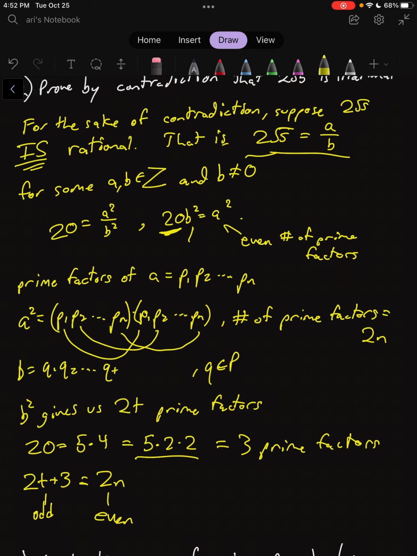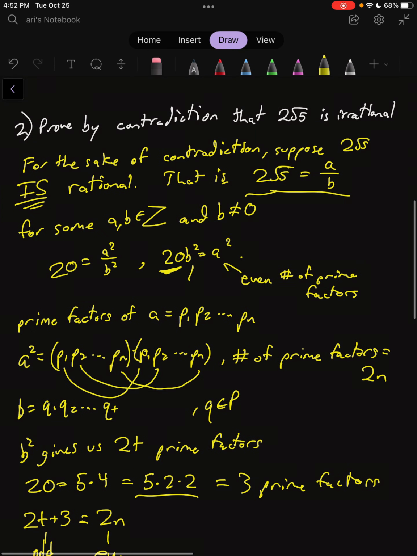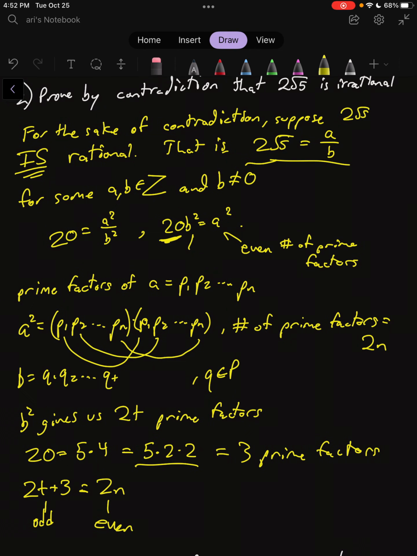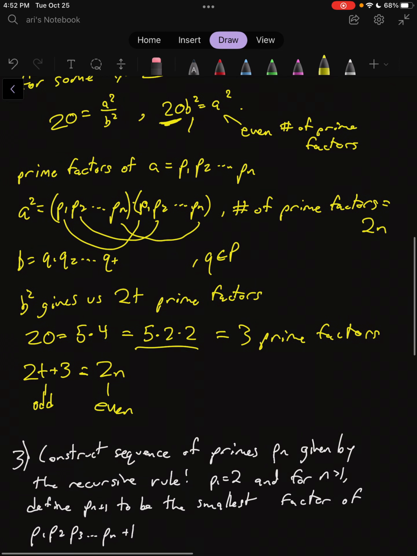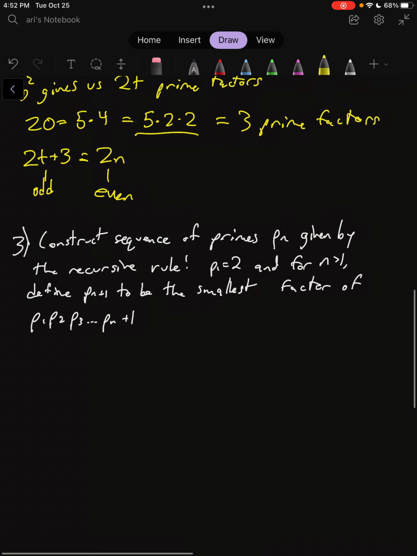So this concludes our proof by contradiction, and it's a roundabout way, but we prove that 2 times the square root of 5 is indeed irrational. It can't be expressed as this fraction because the implications of this fraction end up being that odd equals even, or 2t plus 3 equals 2n, where n and t are both natural numbers. So yeah, cool.